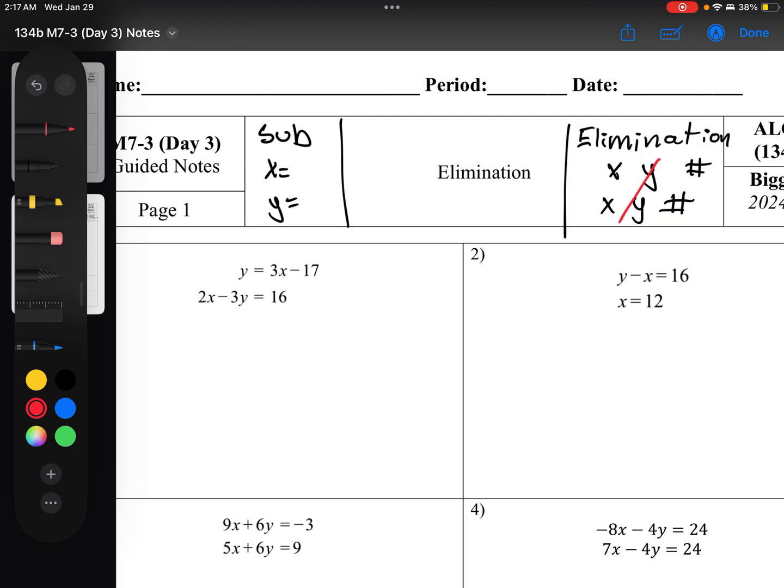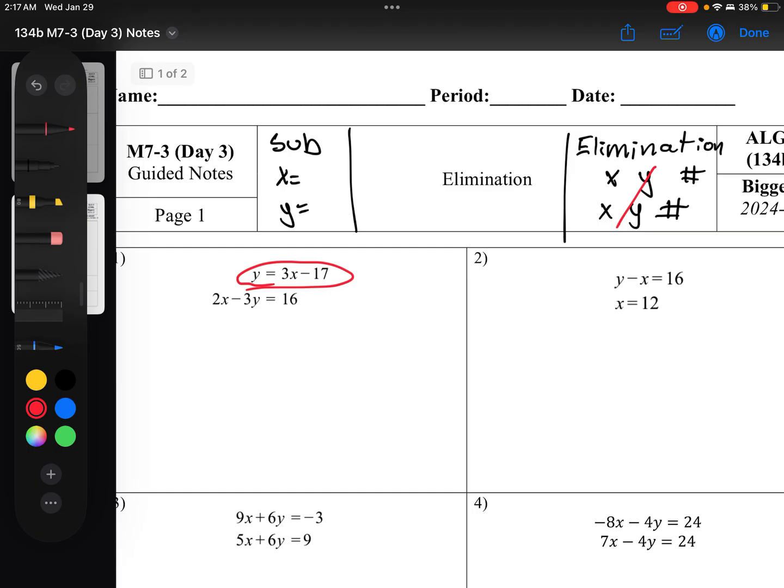All right, so the first one, if you look at it, I start out by saying y equals 3x minus 17. That means we should use substitution to plug in for y into the bottom equation. So I'm going to circle this one, draw an arrow into y, and you get 2x minus 3 times the y that we're plugging in, which is 3x minus 17. And then once again, copy down the rest, equal to 16.